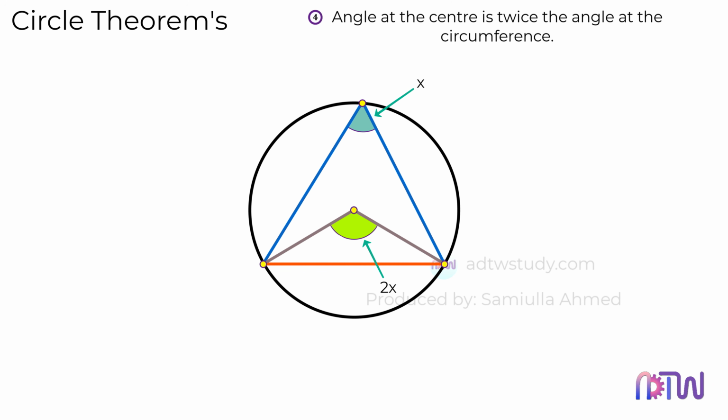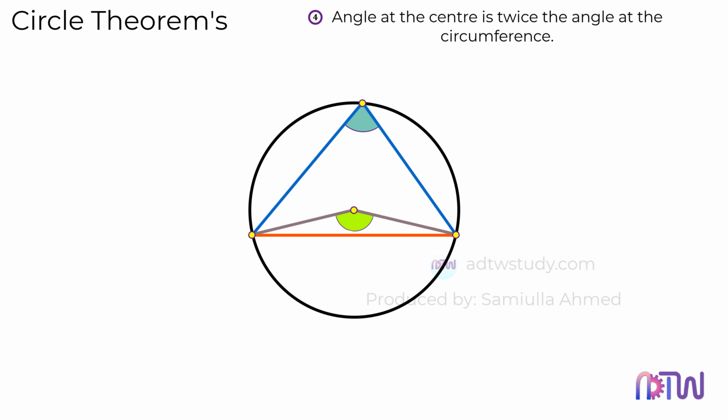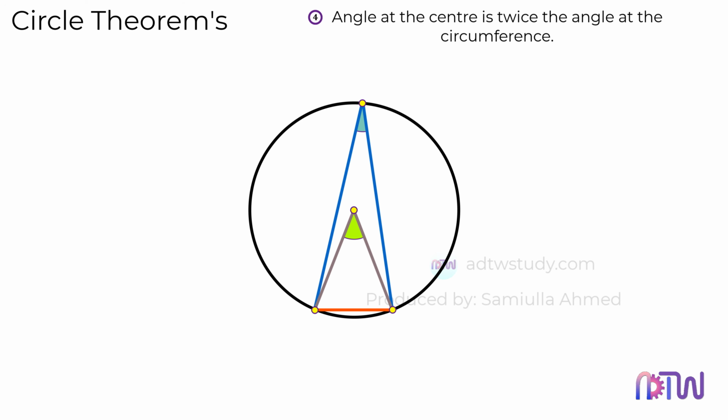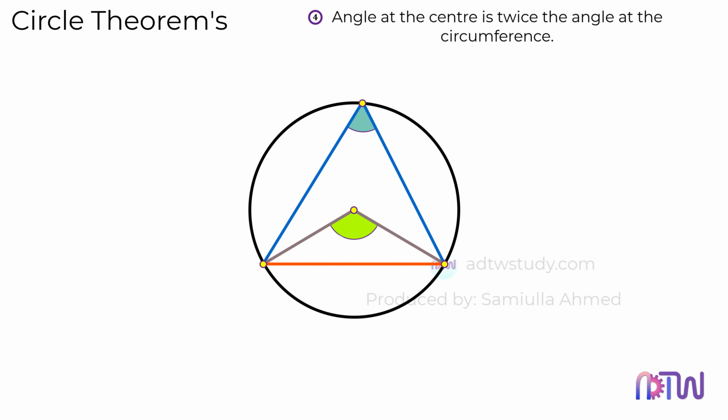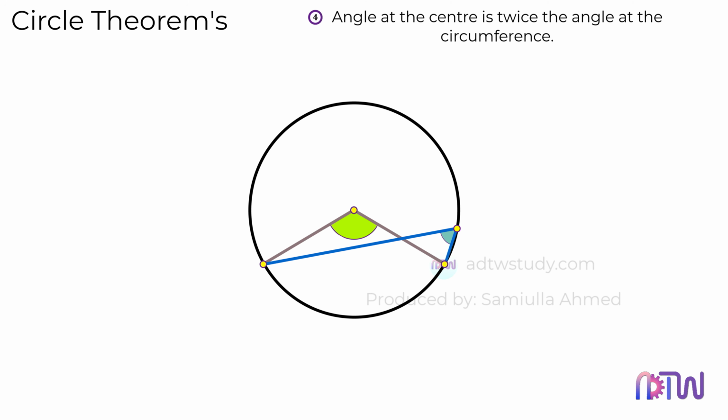This means if the angle at the center of the circle is 120 degrees, then the angle subtended at the circumference should be half of this, which is 60 degrees. This relationship holds true regardless of the length of the chord. It's important to remember that even if the chord is not explicitly shown, this theorem still applies. The angles will maintain this relationship as long as they are subtended by the same arc or chord.